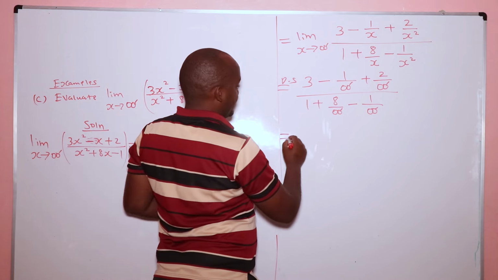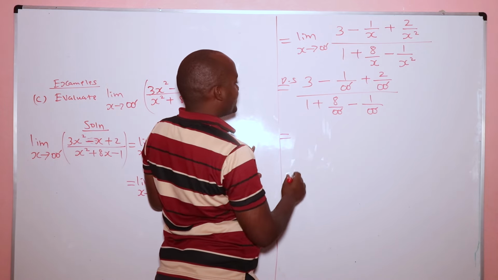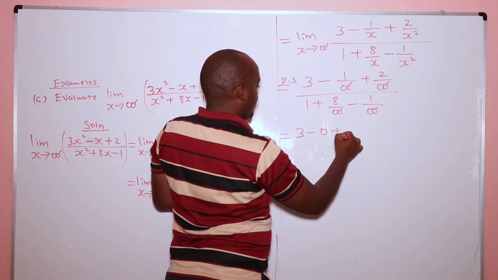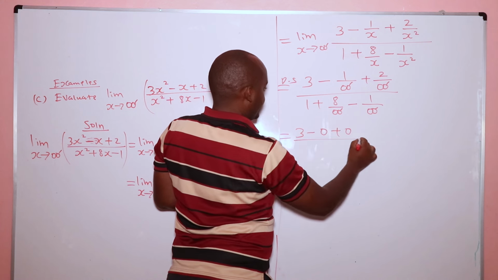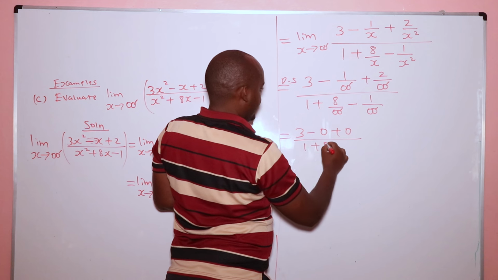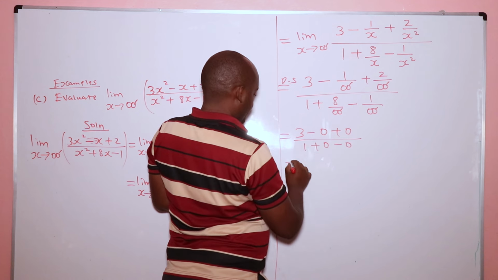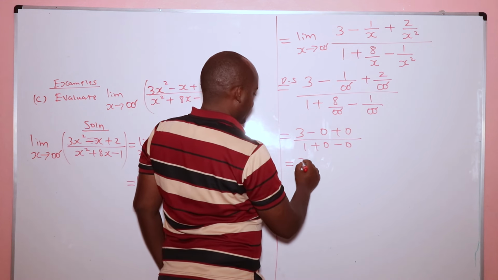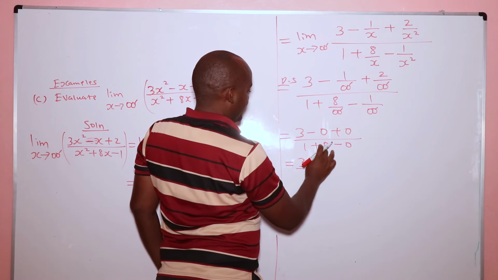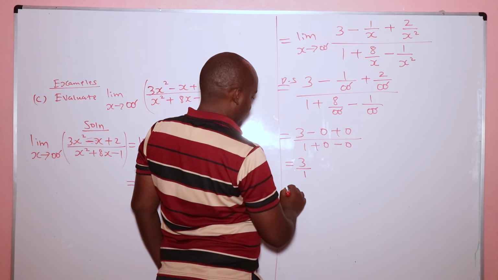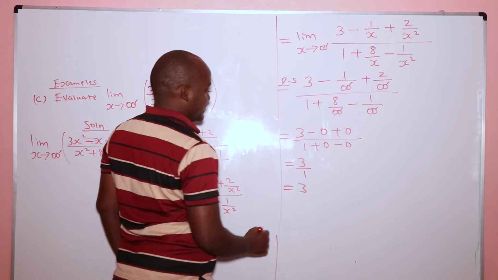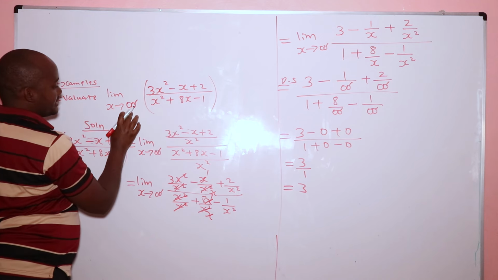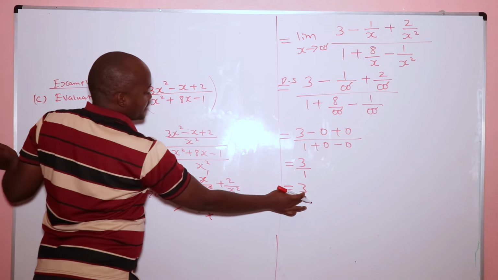And you all know that any number that is divided by infinity, you get a 0. So these will simplify to 3 minus 0 plus 0 divided by 1 plus 0 minus 0, which will give us 3 minus 0 plus 0, you get a 3, over 1 plus 0 minus 0, you get a 1. Now the final answer will be 3. That is, the limit of this particular function as x approaches infinity will be equal to 3.